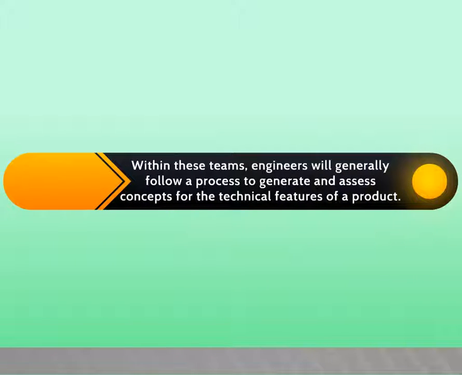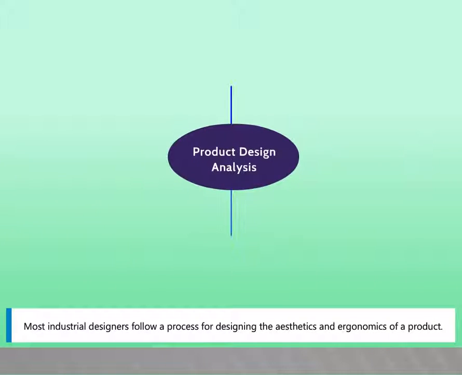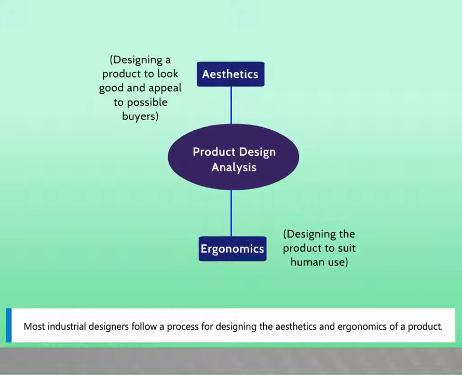Within these teams, engineers will generally follow a process to generate and assess concepts of the technical features of a product. Most industrial designers follow a process for designing the aesthetics or ergonomics of a product.